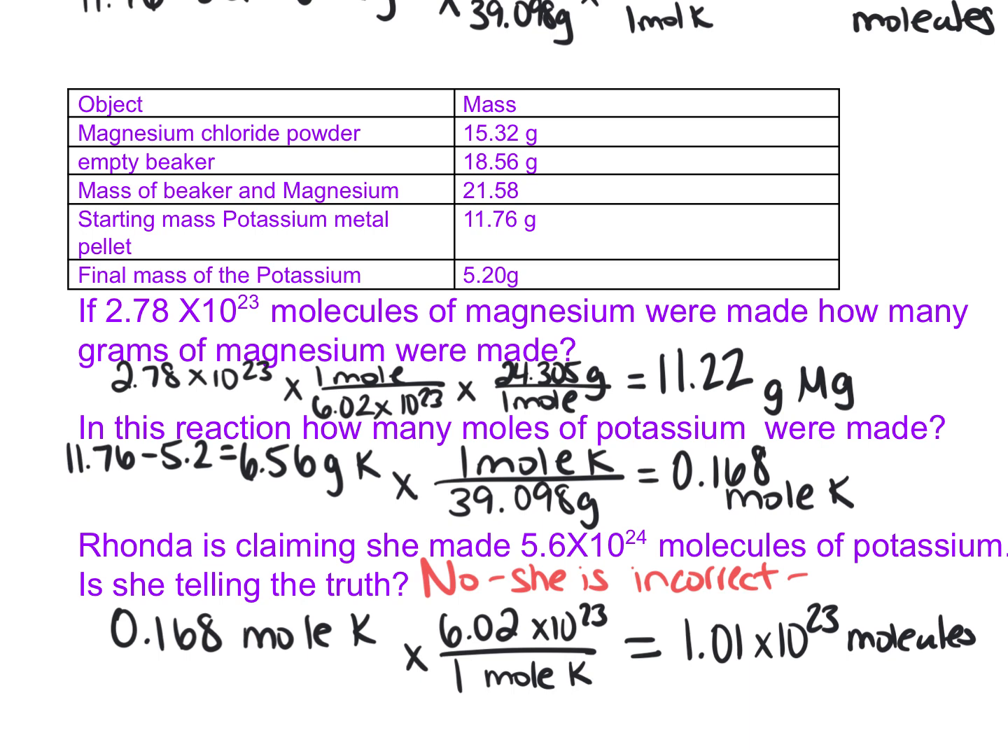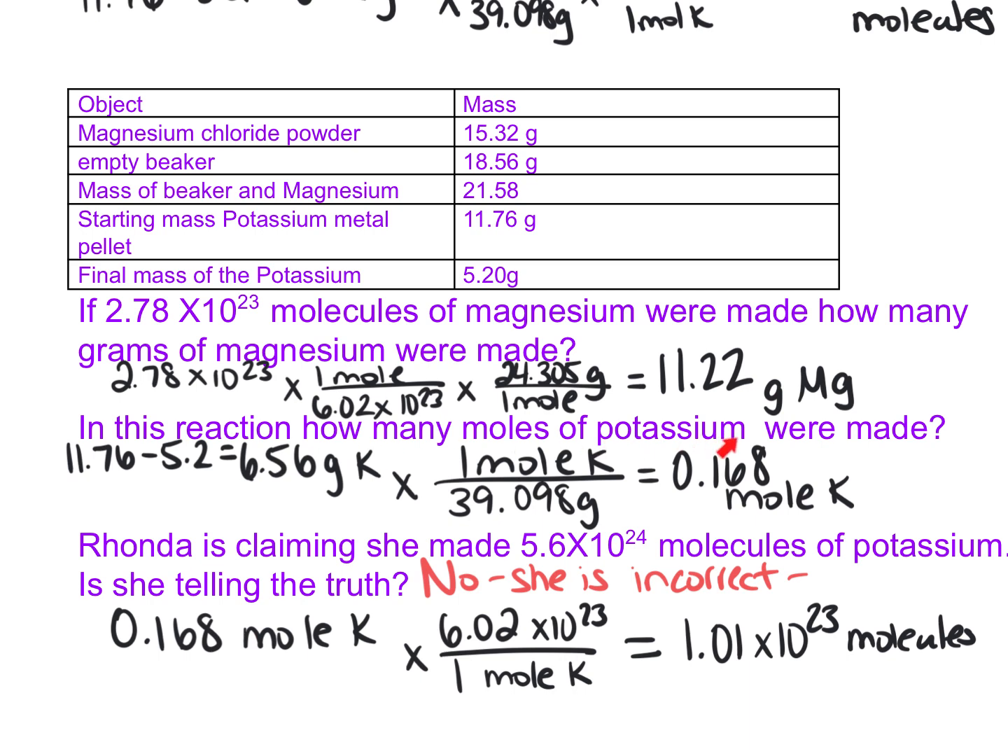All right, and our last set of problems here, you can see we're given molecules, so I'm going to use my 1 mole to Avogadro's number, but we want to find out grams, so my next step is going to be using 1 mole to the molar mass, and then I can find out how many grams I have.